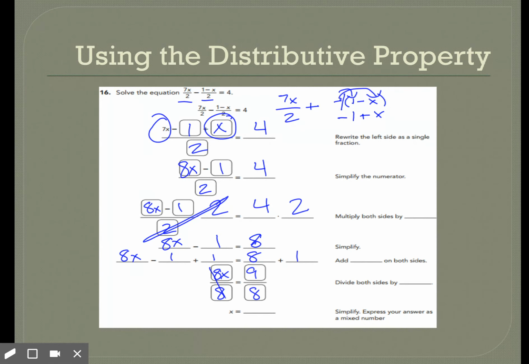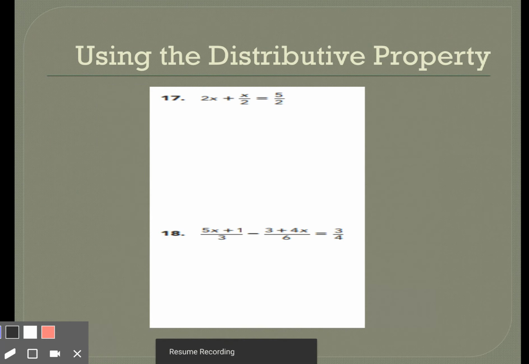And x equals 9 over 8, which as a mixed number equals 1 and 1/8. All right, let's try number 17. 2x plus x over 2 equals 5 over 2. Remember, this is not a fraction, so to make it one, I'm just going to put it over 1. And I need to make these have common denominators before I can do anything to it.